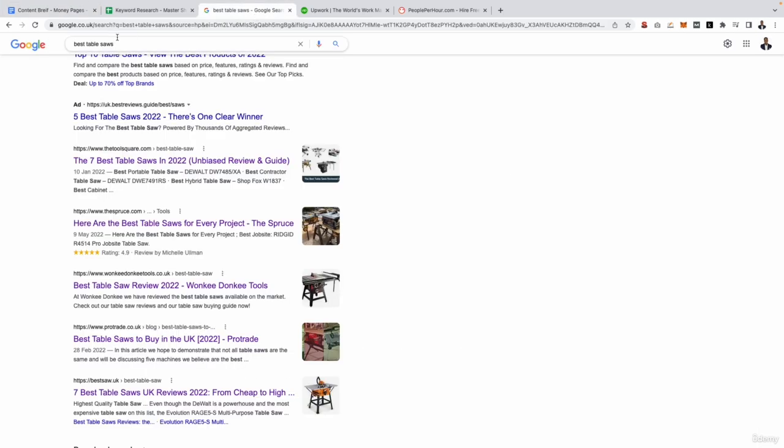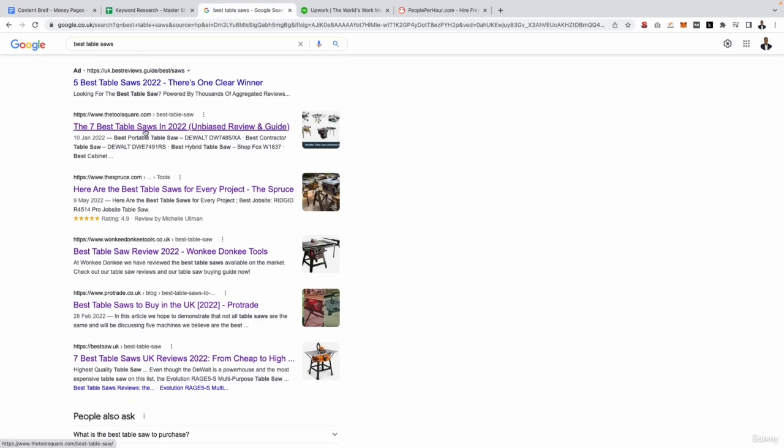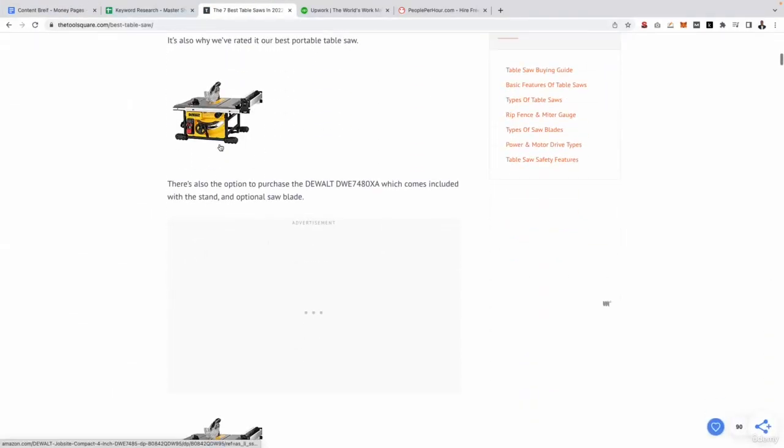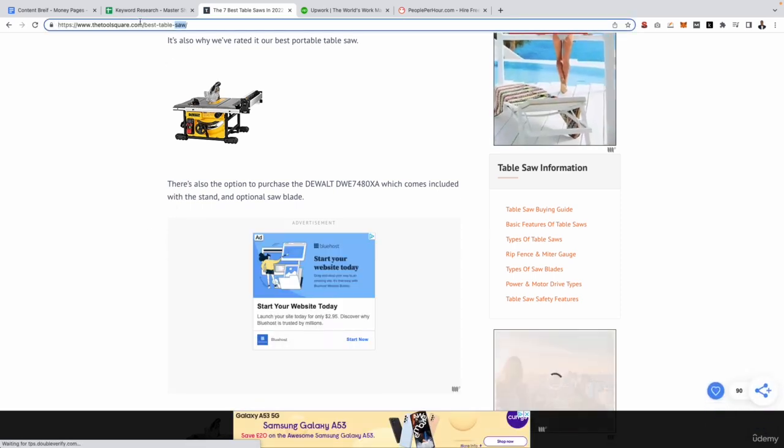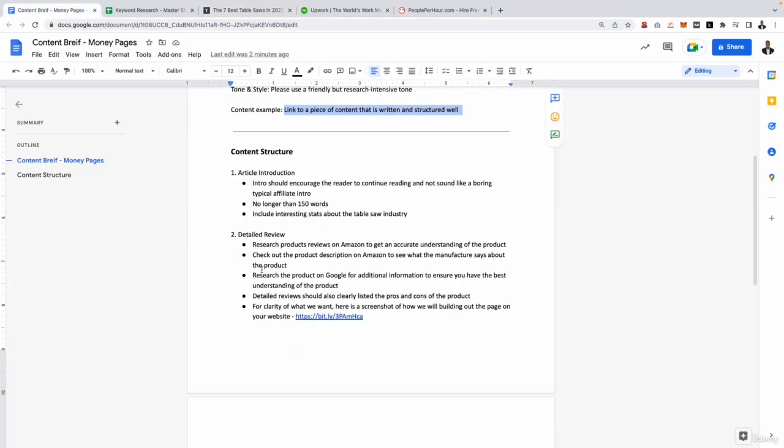You could literally just go over to Google, carry out a search for your keyword, take a look at the websites that are ranking at the top, and if you like the structure of them, use that as your example URL. Moving on to the second part, which is the content structure.